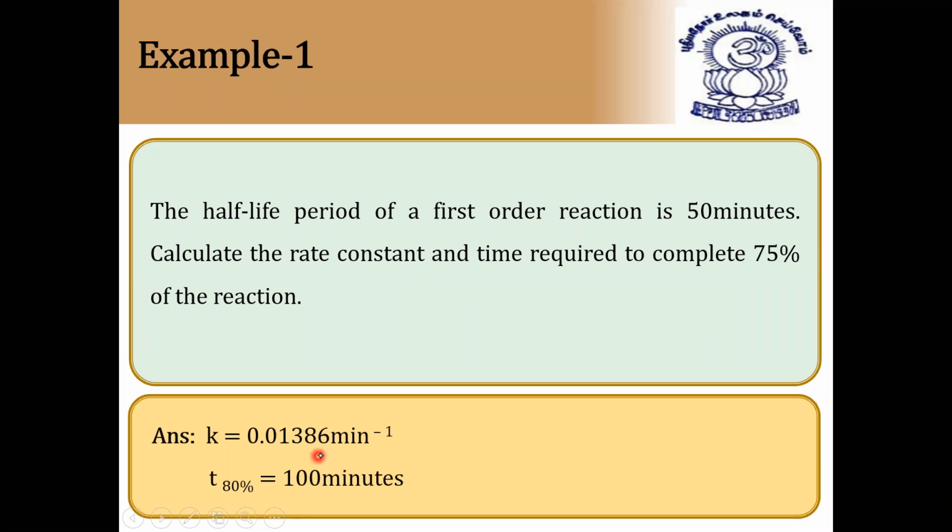K is equal to 0.0181386 as I told you. They have given it in minute inverse. So straight away use this formula, since they have given minute inverse. So K is equal to 0.693 by 50, which is coming around 0.01386.